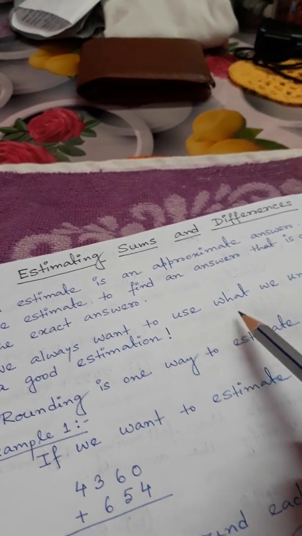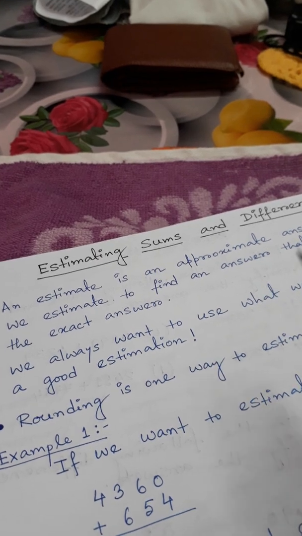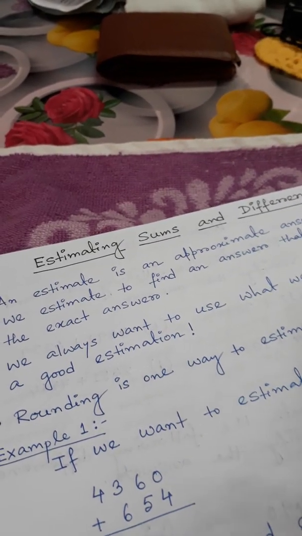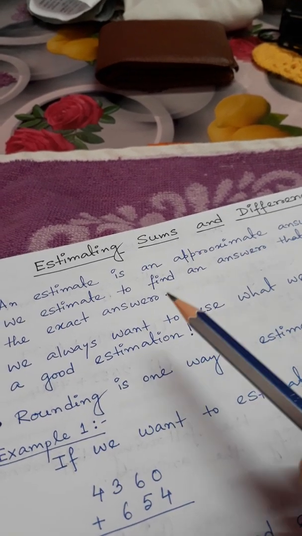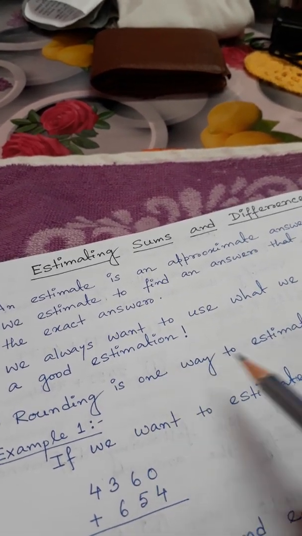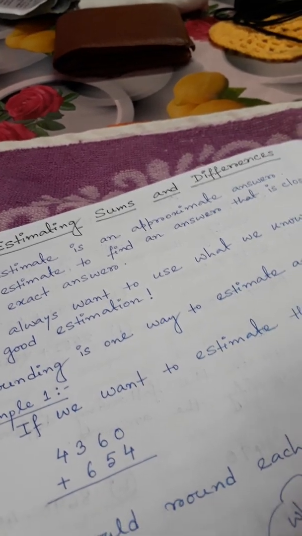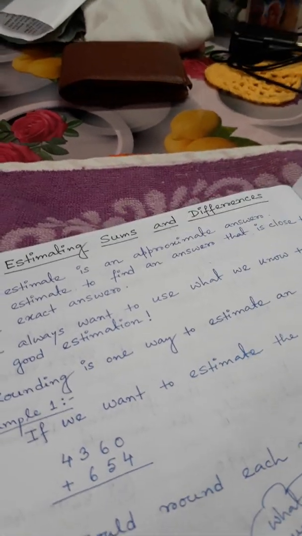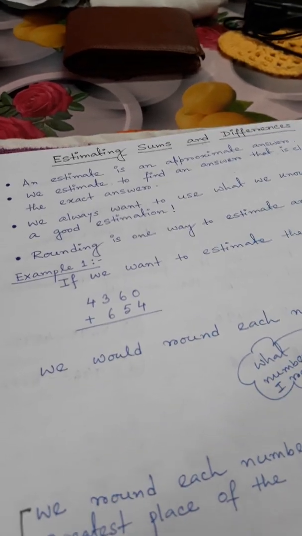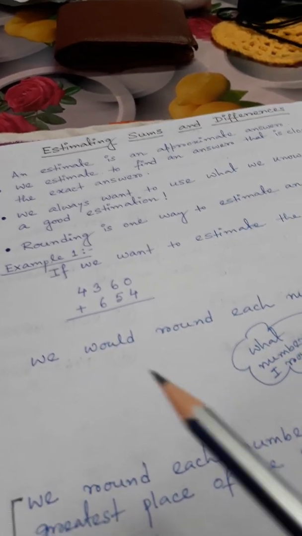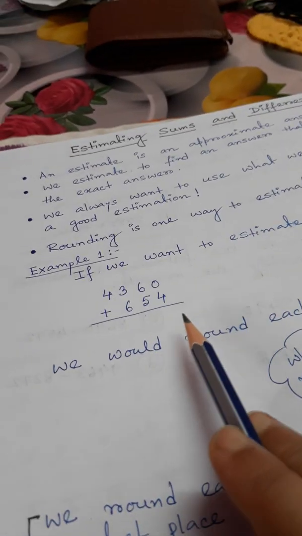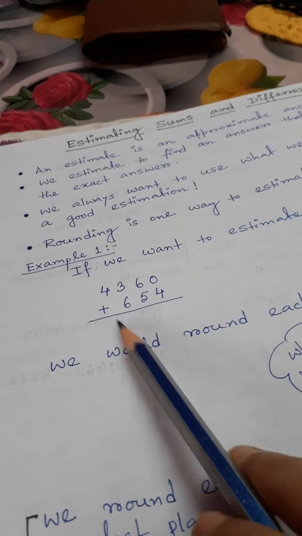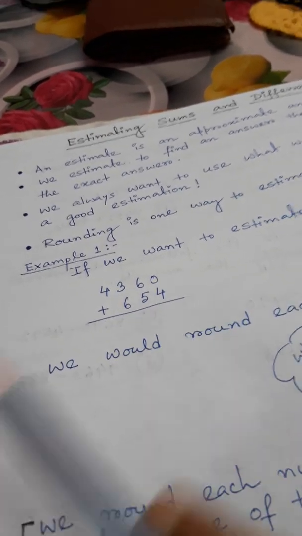We always want to use what we know to make a good estimation. So what is our aim? To make a good estimation, an answer which is very close to the exact answer. Rounding is one of the ways to estimate an answer. So rounding off is one of the ways to find the estimation. If we want to estimate the answer, see this addition. How do we find the estimation of this value?